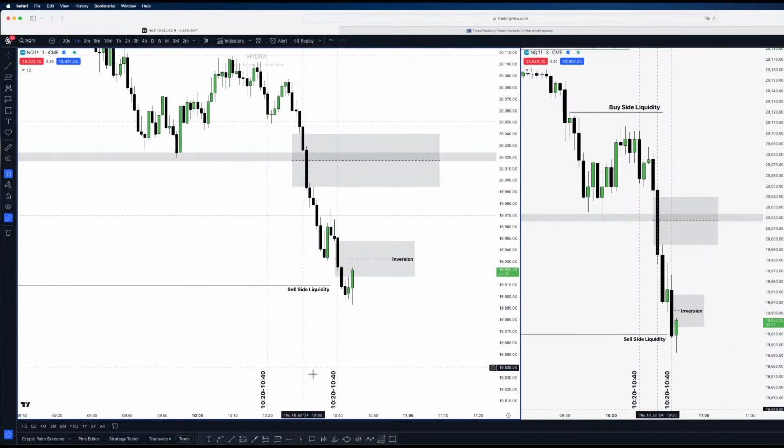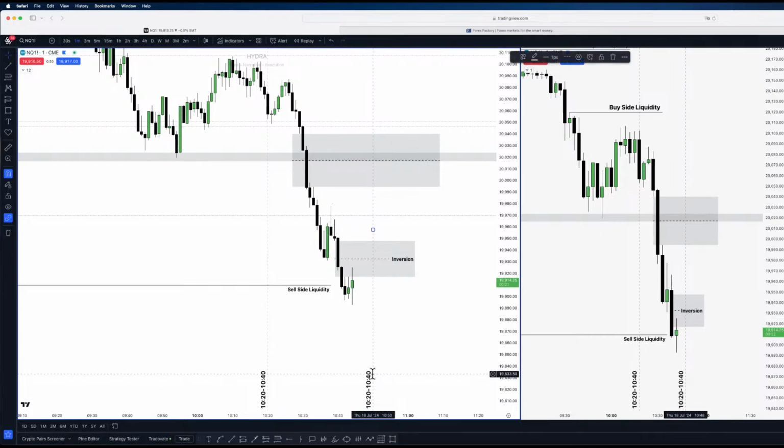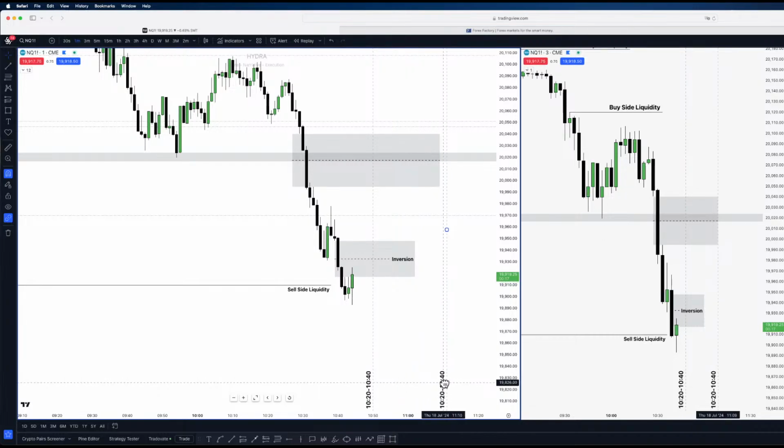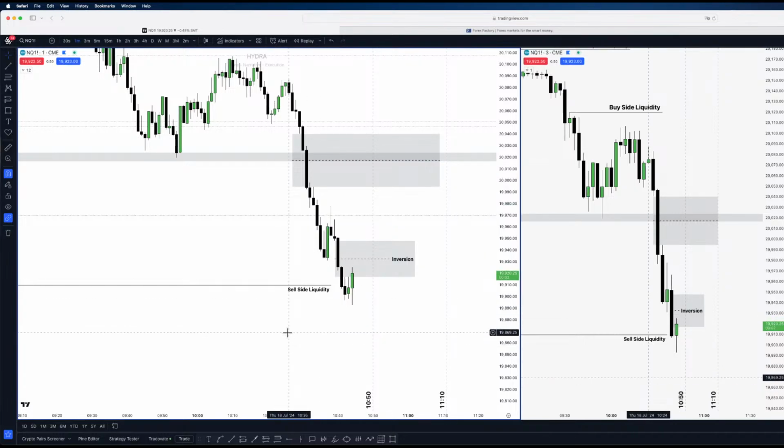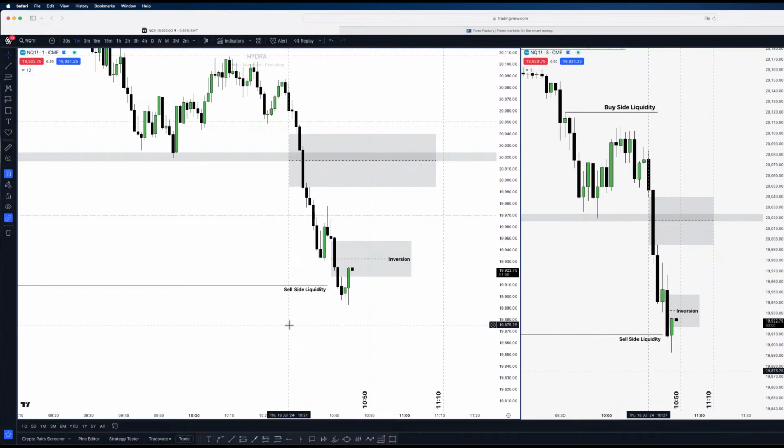Our focus is at 10:50 now. 10:50 to 11:10 here. We had a bearish setup at the highs. I think we missed it.